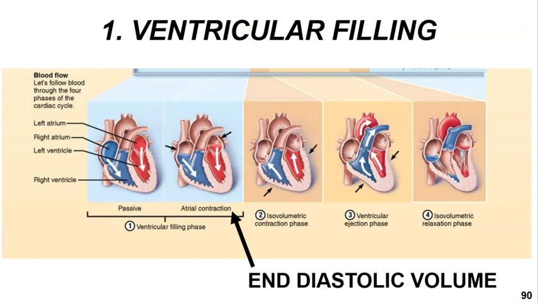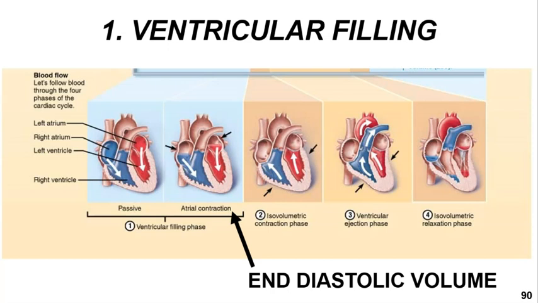The first phase of the cardiac cycle is the ventricular filling phase. And note that this is an arbitrary starting point since the heart is beating continuously. So we will set this as our starting point simply for the ease of explaining the cardiac cycle. So there are two parts to the ventricular filling phase, the passive phase and the atrial contraction phase.